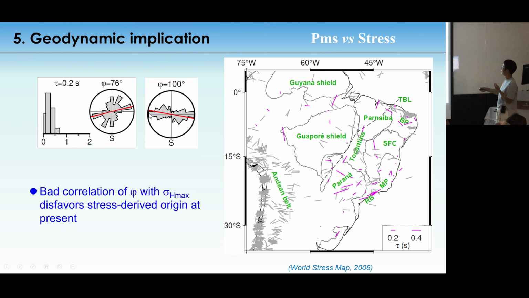And again, the direction of the stress field is more homogeneous. They are dominant in this direction, but here it's strongly heterogeneous laterally. And again, from the map view, we can't see any consistency between these two kinds of data. So the bad correlation of phi with the maximum stress field favors a non-stress-derived origin at present. So this is nothing related to the stress field.